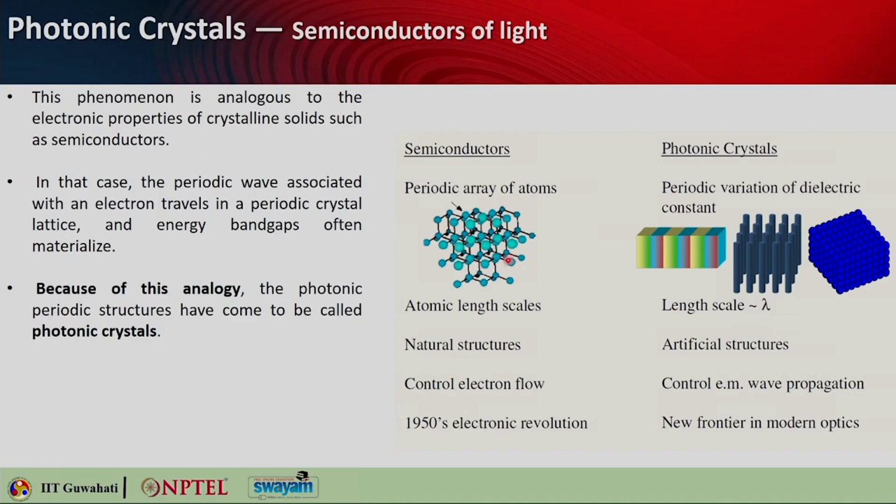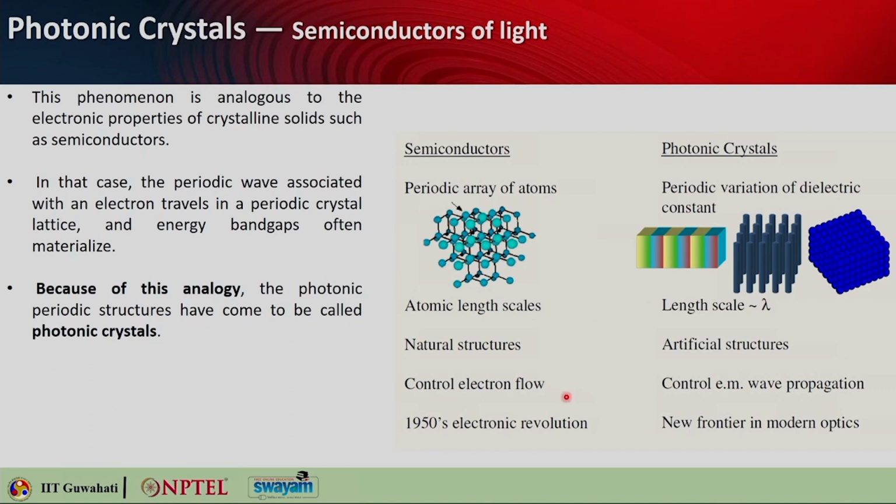Here you have a periodic array of atoms, and here you basically have a periodic variation of dielectric constant. So, this is 1D, this is 2D, you see these are like dielectric rods, rod air, rod air, rod air. This is how you can achieve this particular 2D photonic crystal, and this is a 3D photonic crystal. There are different ways of making a 3D photonic crystal. We will come to that in the next lecture. So, these are the direct analogies or comparisons between semiconductors and photonic crystals.